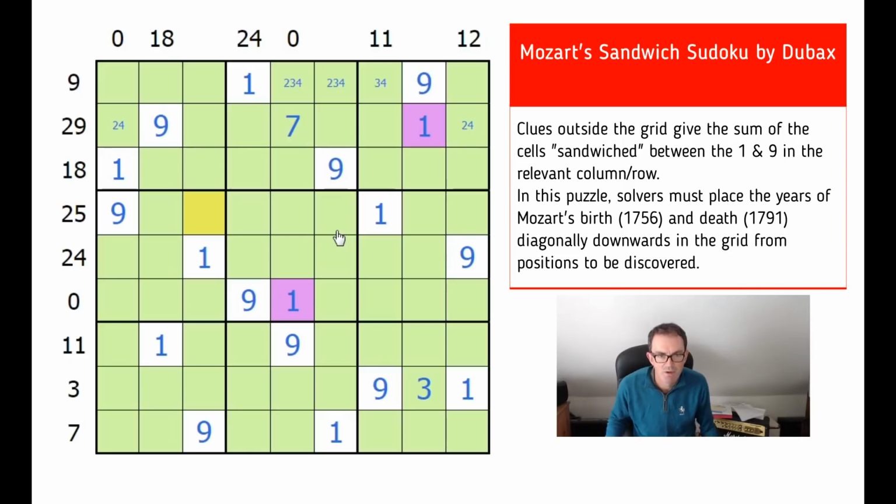Goodness me, this is very complicated. Right, okay, so what is wrong? 1, 7, 5, 6. Can't see what's wrong with that one. Let's just have a look at this one. 7, 5, 6. Ah, yeah, there you go.